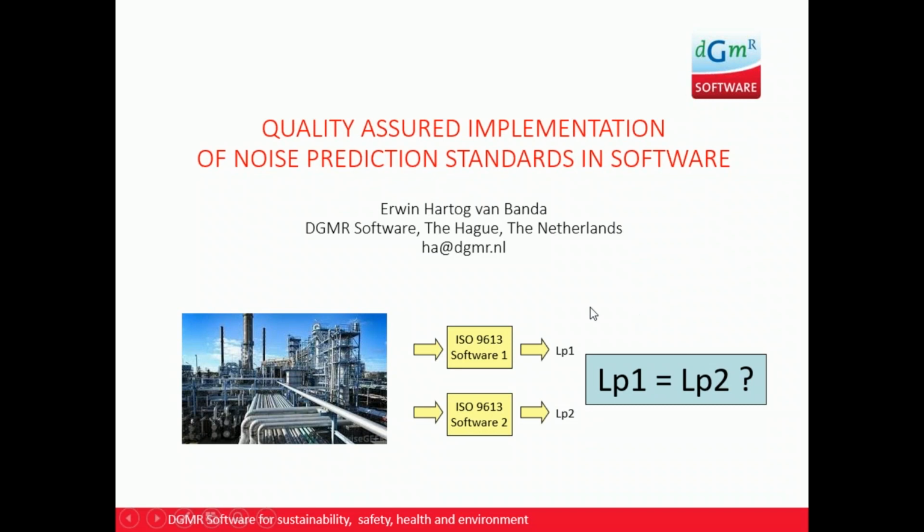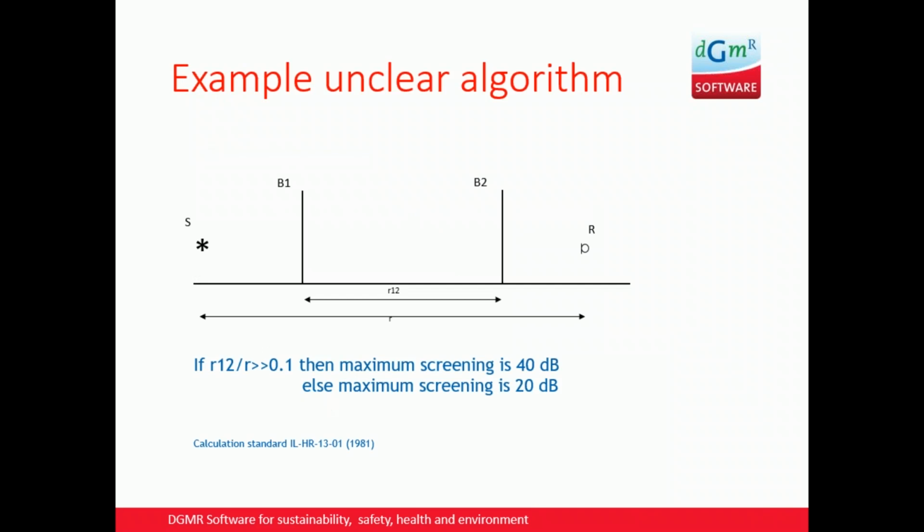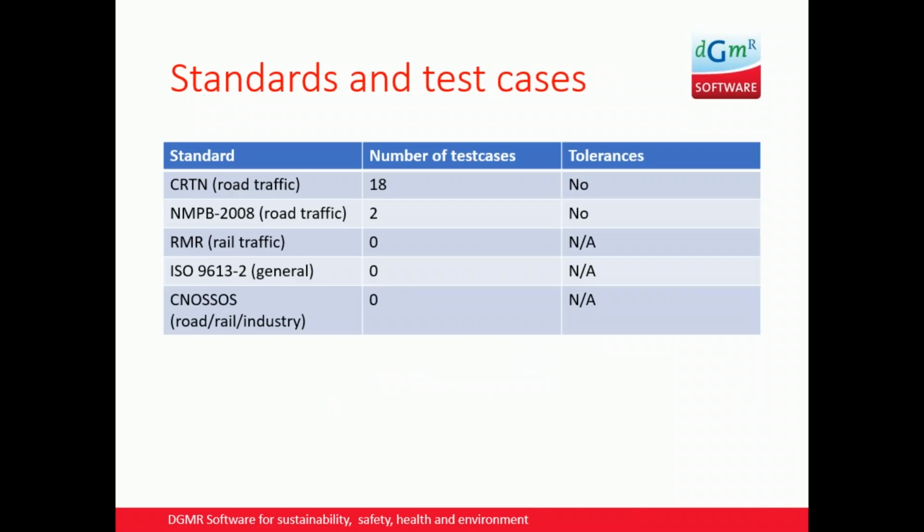And the idea, of course, is that if one software developer implements the ISO and another software developer implements the ISO, both implementations give the same answer for the same situation. That's, of course, the benefit and the goal of quality assurance. The paper describes why you need it, which makes sense for everybody, so I will just go quickly through it. However, what's interesting to realize is that several standards do not even have test cases.